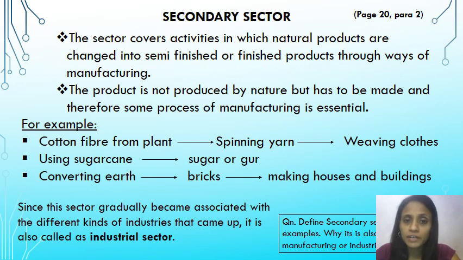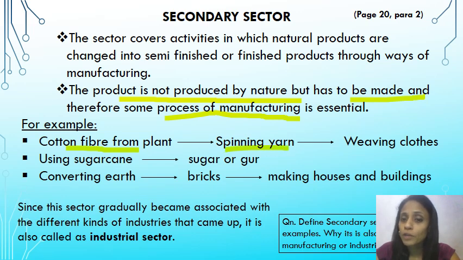In the next paragraph, it talks about secondary sector. How can we define secondary sector? It is a sector in which natural products or the raw materials are converted into semi-finished or finished products through manufacturing. The product is not produced by nature, but it has to be made, so some processing or manufacturing is required. For example, cotton fiber converted into spinning yarn to further weaving clothes. Sugarcane is converted into sugar. Earth is converted into bricks and further converted into houses and buildings.